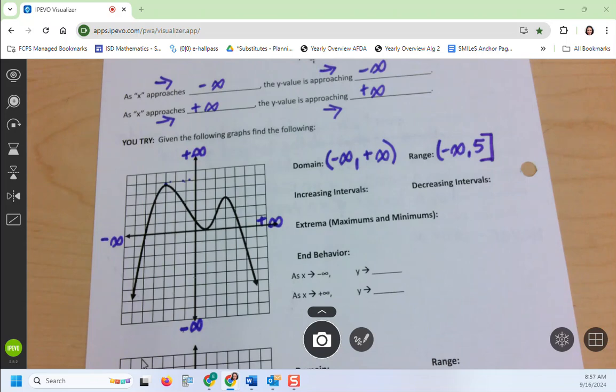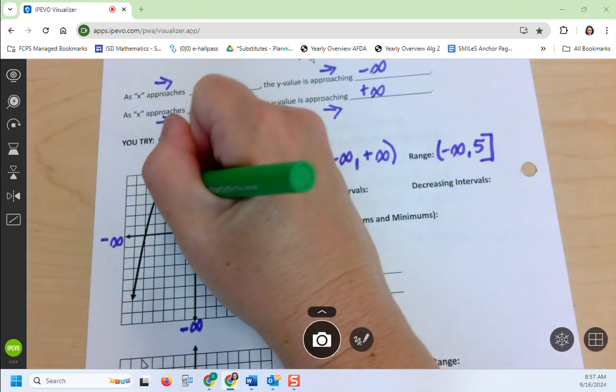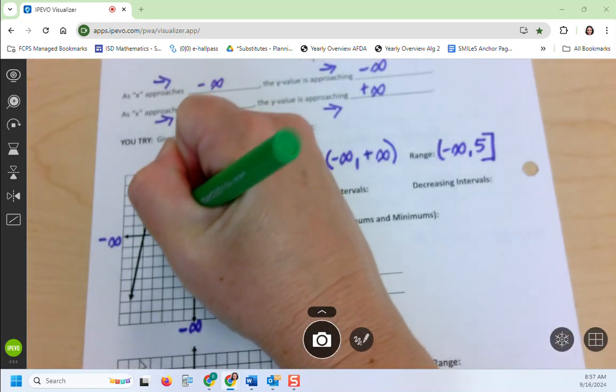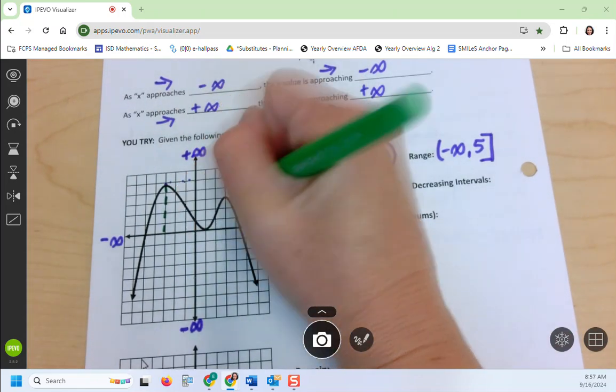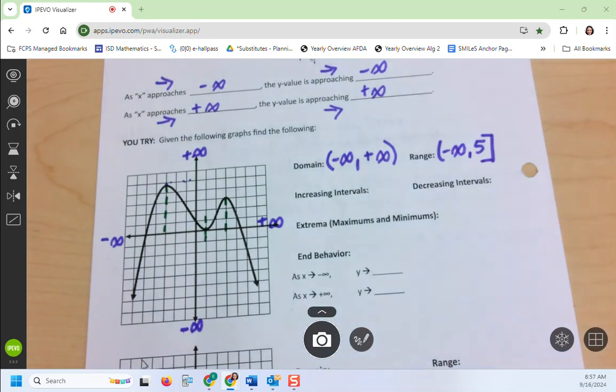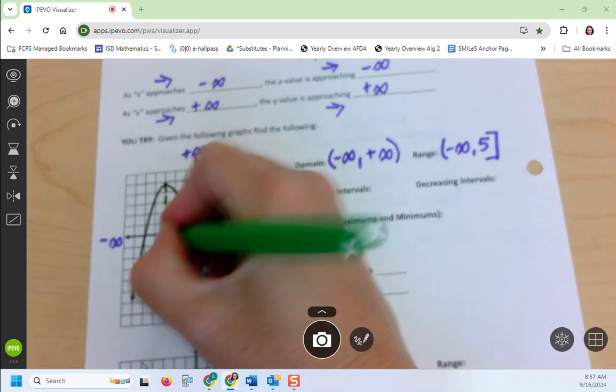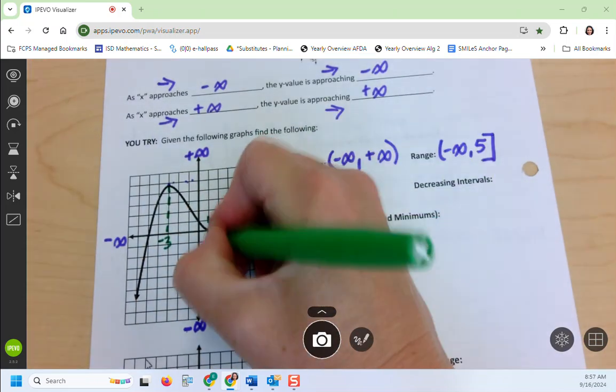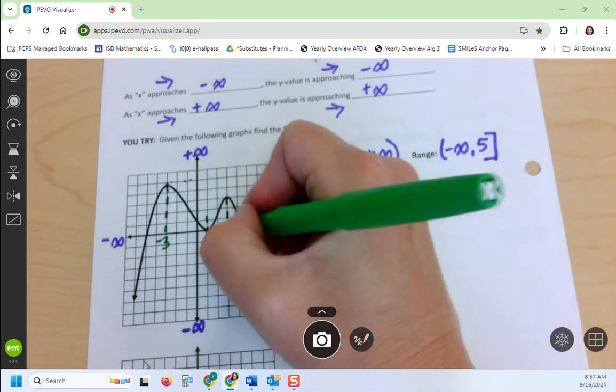All right, for increasing and decreasing, let's draw. Remember how we connect your turning points to the x-axis? By drawing these dashed lines to connect to the x-axis, we can focus on these numbers. -3, 1, and 3.